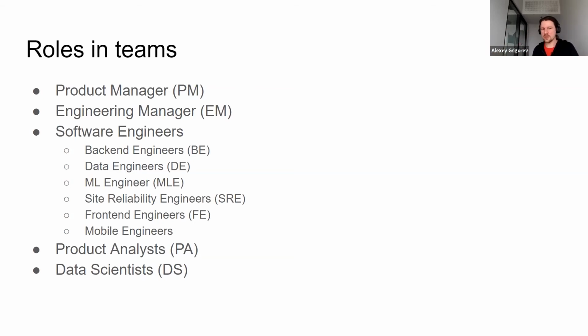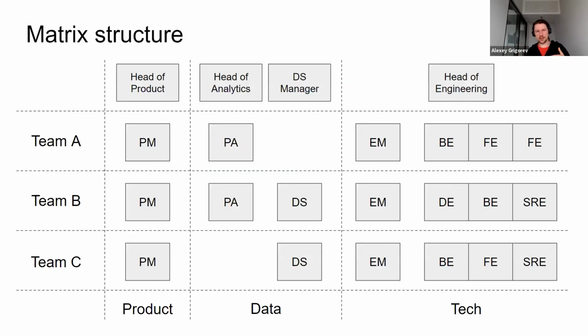And we have an engineering manager, the person who manages engineers. We have different engineers: backend engineers, data engineers, machine learning engineers, the list goes on. Then we have analysts on the team, and we have data scientists. Not each team has all these roles. Some teams have only some of them, but typically a team at OLX contains a bunch of people from different backgrounds.